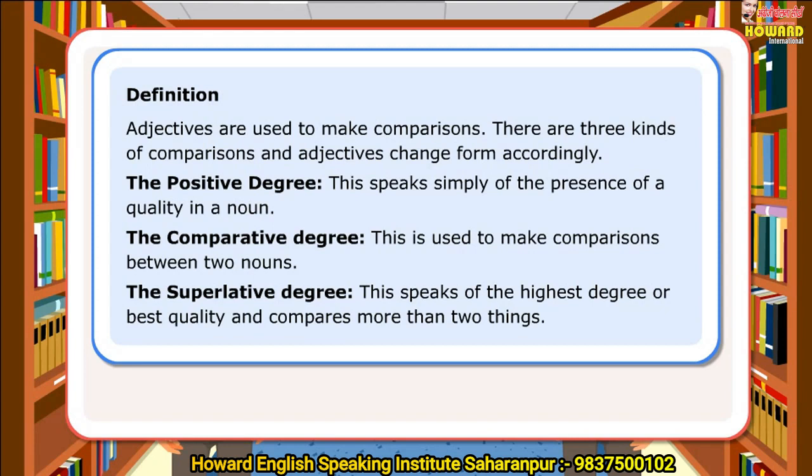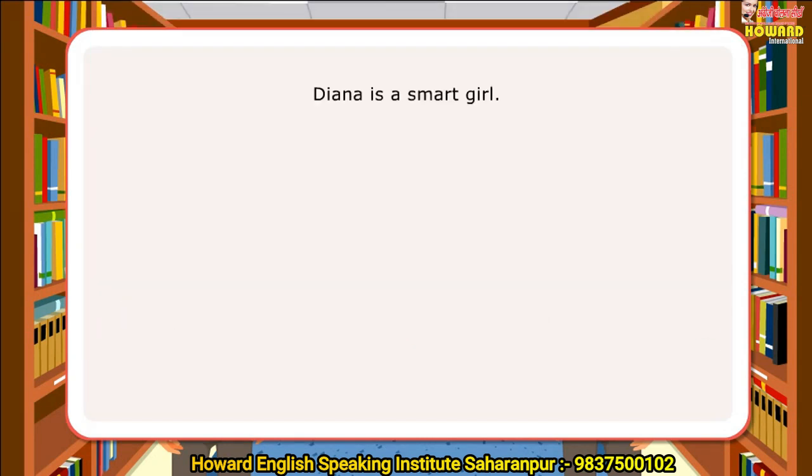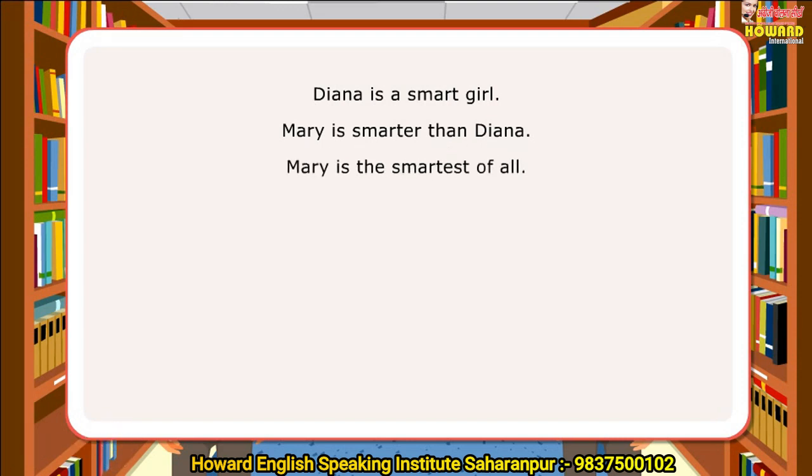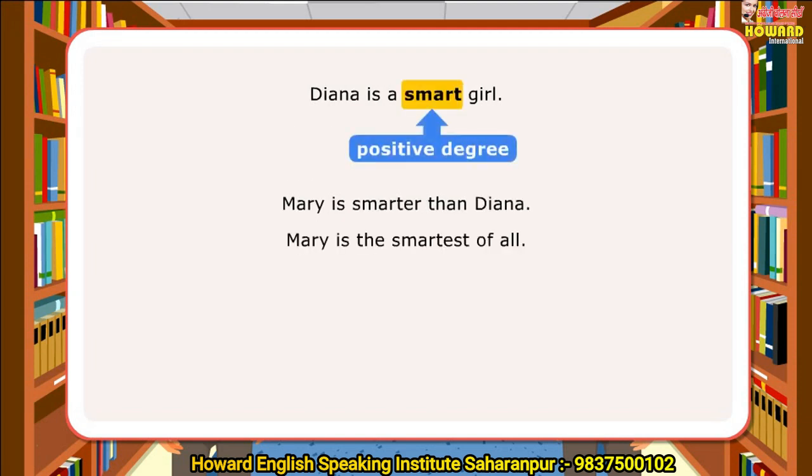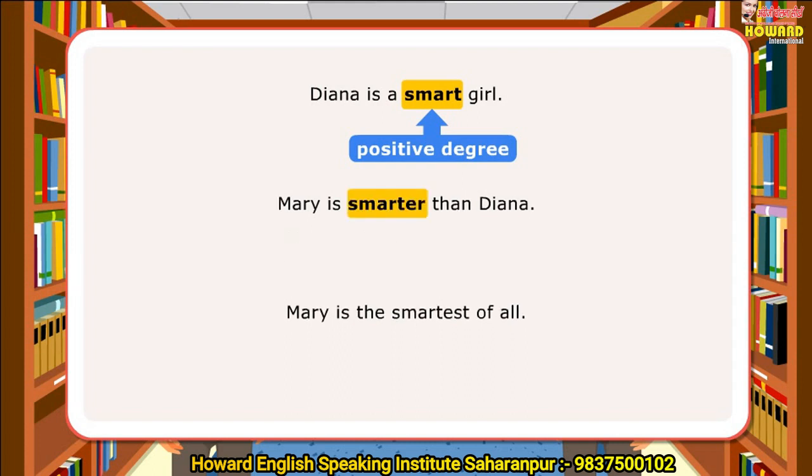Let us look at a few sentences. Dinah is a smart girl. Mary is smarter than Dinah. Mary is the smartest of all. In the first sentence, smart is the positive degree of comparison since it refers to only the presence of the quality of being smart. In the next sentence, smarter is the comparative degree as it helps in comparing Mary and Dinah and stating that Mary has more quality of smartness than Dinah.